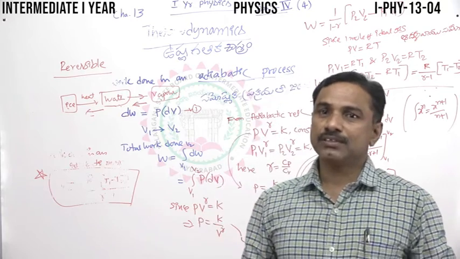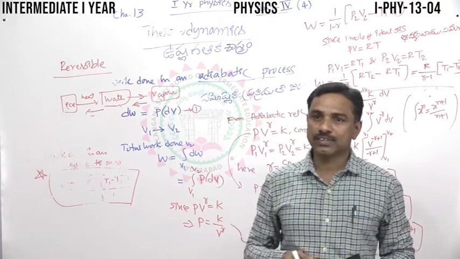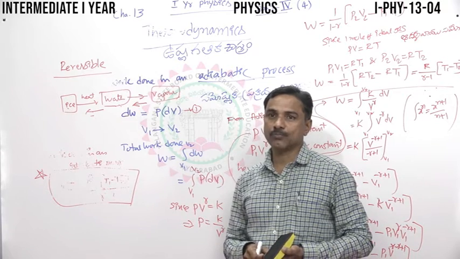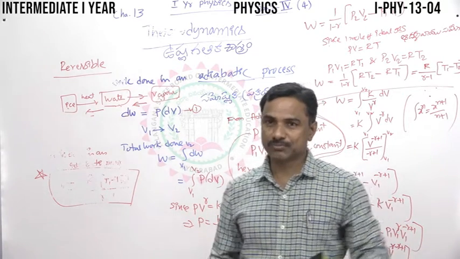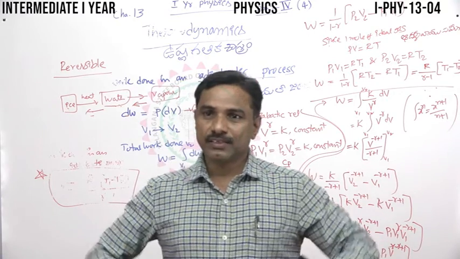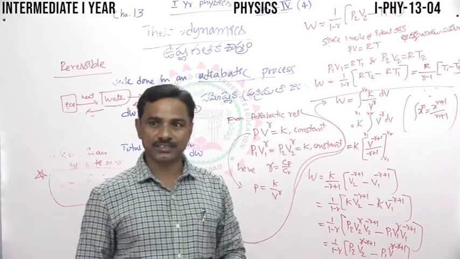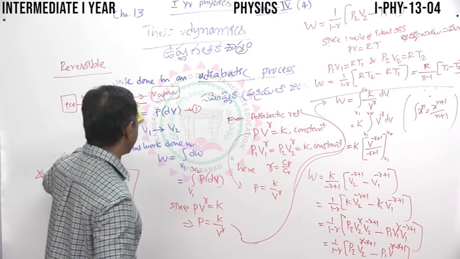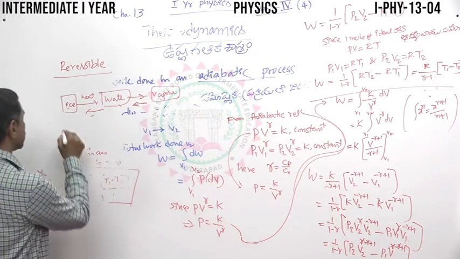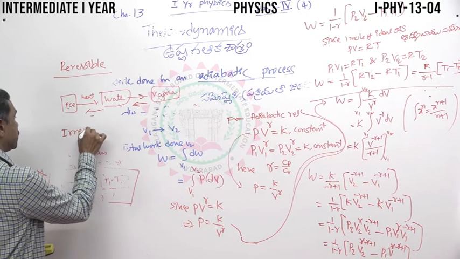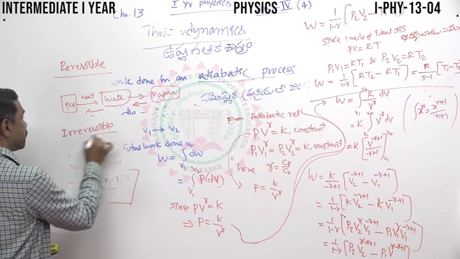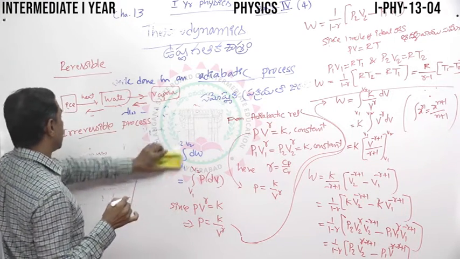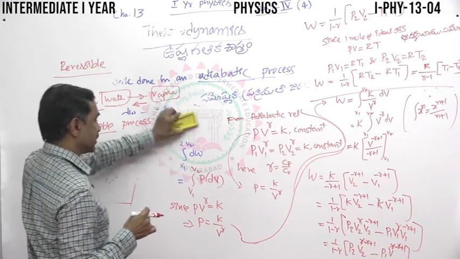Irreversible process means the process that cannot be retraced back. It is called an irreversible process. If you take the diffusion of gases and all those things, then it is an irreversible process. The rusting of materials and all those things are irreversible processes. They cannot be retraced back. The process that cannot be retraced back is called an irreversible process, like diffusion of gases.